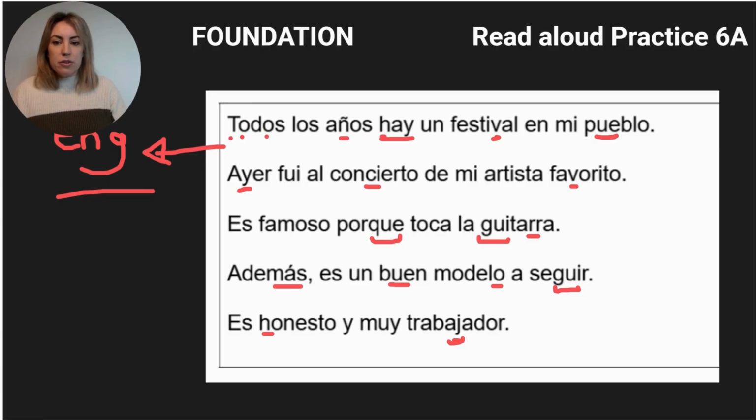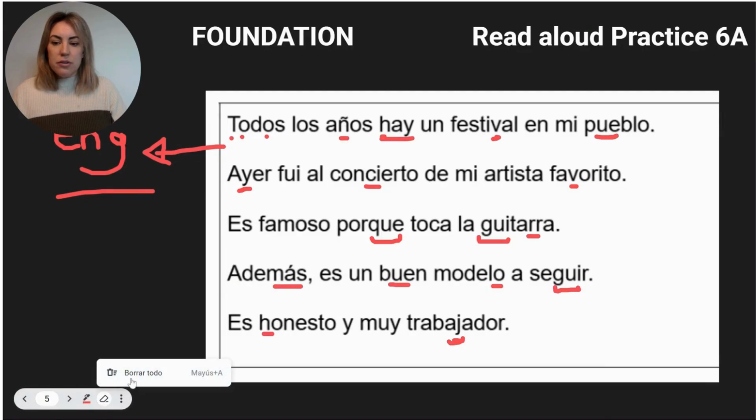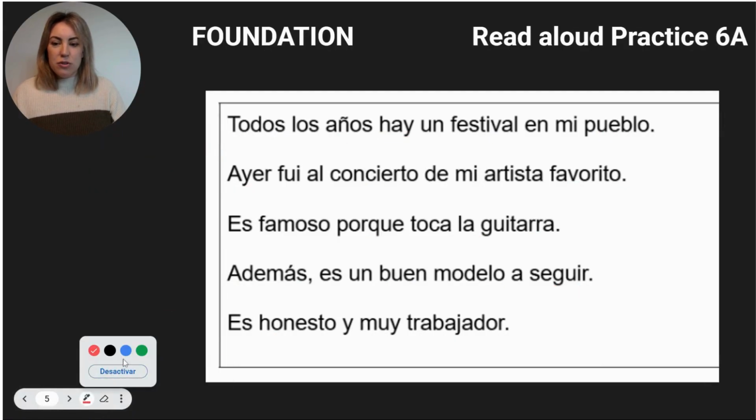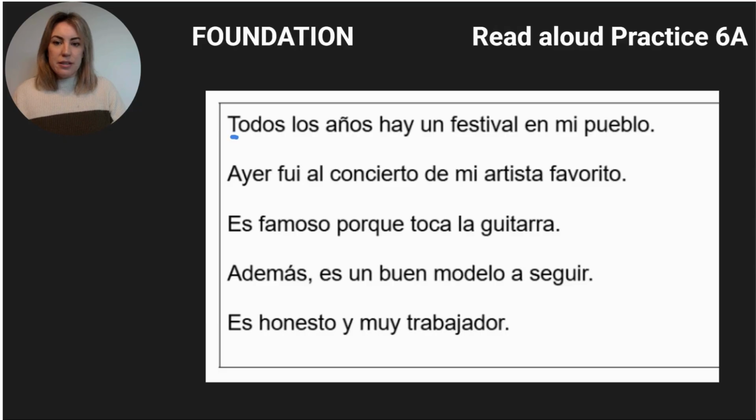Todos los años. Ok, todos los años. Todos los años, time phrase. Hay un festival en mi pueblo. Todos los años, every year, there is a festival in my town or village. Both are correct, okay?